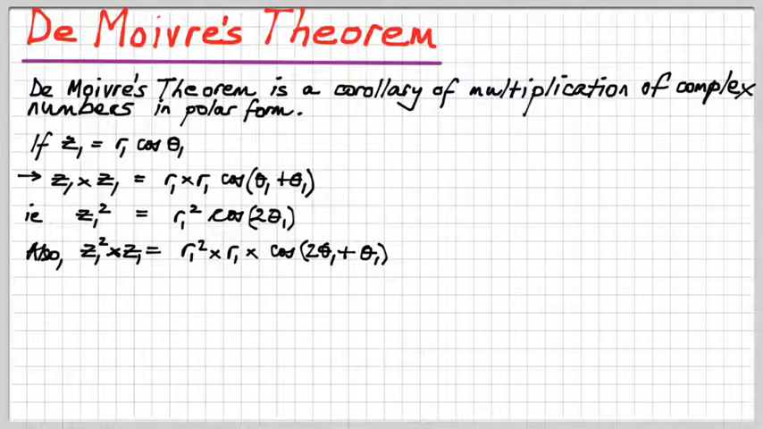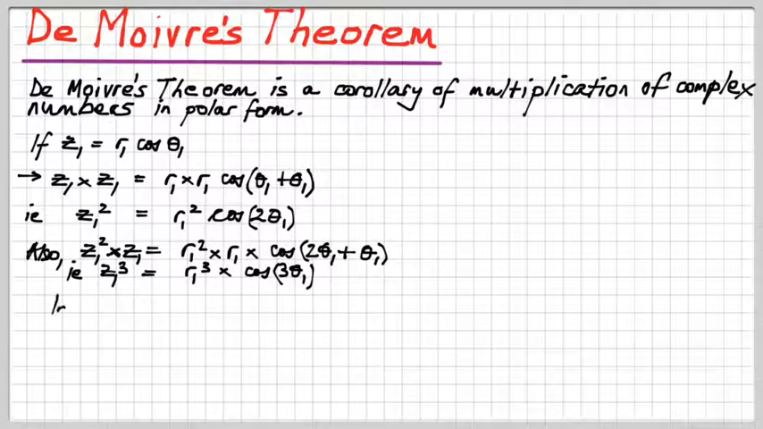Now, on the line below, I've said, alright, well let's take that a little step further. What about this result here multiplied again by z1? So it would be r1 squared times r1 cis 2 theta 1 plus theta 1. So what would it be? It would be r1 cubed times cis 3 theta 1. Now, are you getting the pattern here with de Moivre's theorem? It's a really neat theorem.